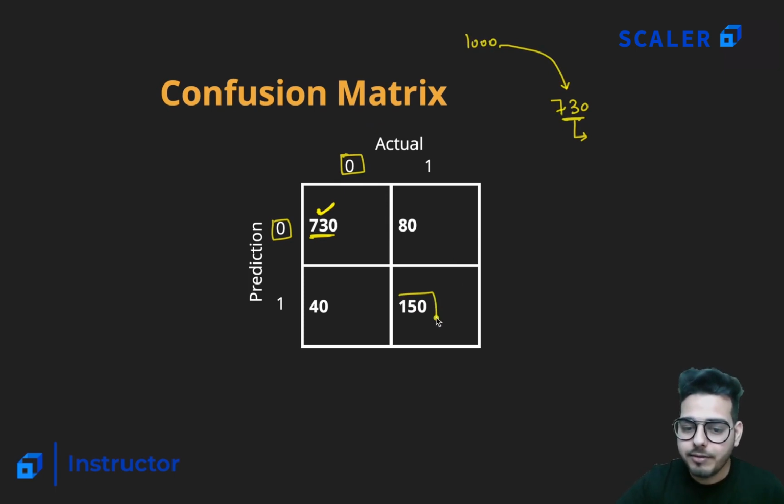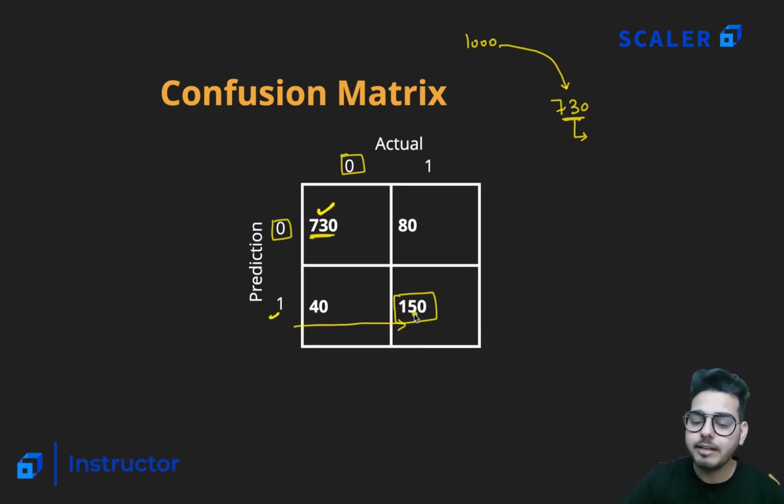Look at these 150, what exactly is this 150 saying? This 150 is saying that the prediction is 1. Prediction is 1 means the model is saying they will leave, right?